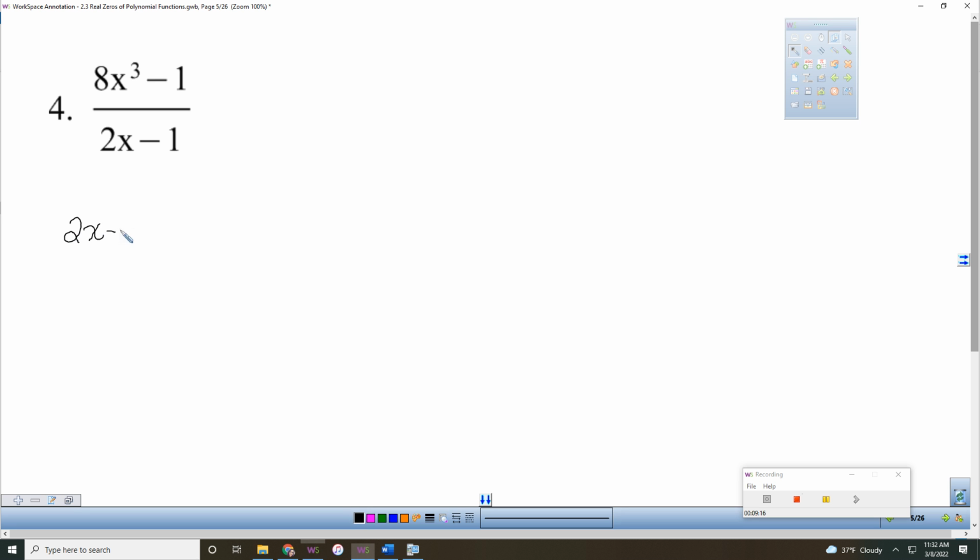So I've got my divisor, and I have my dividend. Now, notice I started with an 8x cubed, but I'm missing the x squared and the x, so I'm going to put placeholders in those just in case I need them. Every now and then you don't. And then I'm going to divide, so I have my 8x cubed divided by 2x.